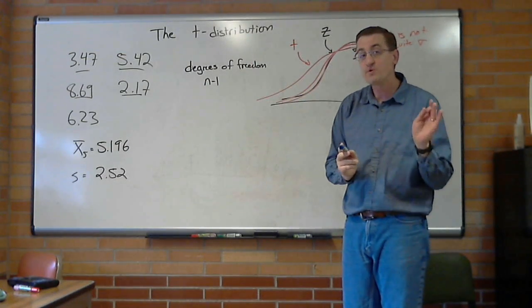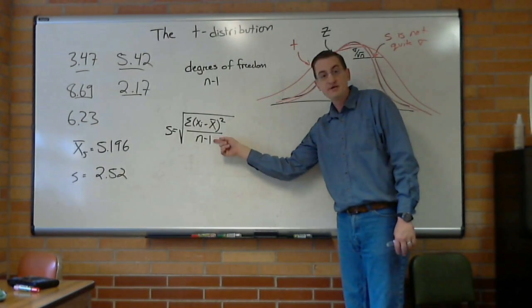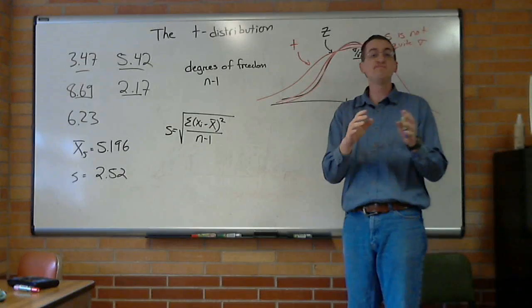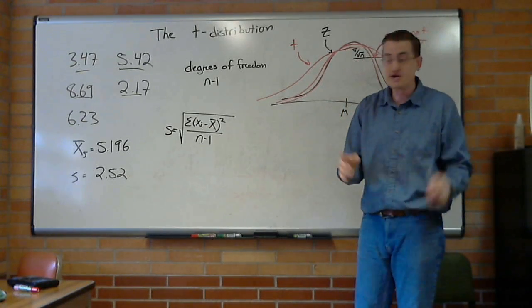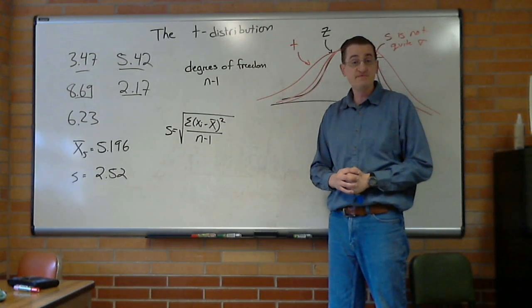You've seen this before. Where? Look at the equation for s. And in the denominator is the n minus 1. So there's some mathematical reasons that we're not going to get into right now why this degrees of freedom is n minus 1. What does it mean for you when you're finding a p-value?